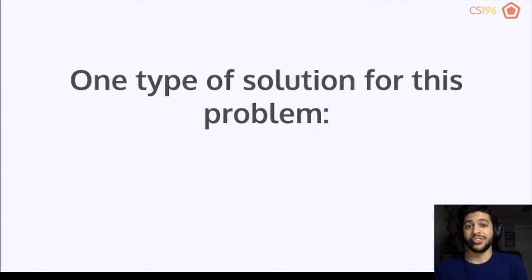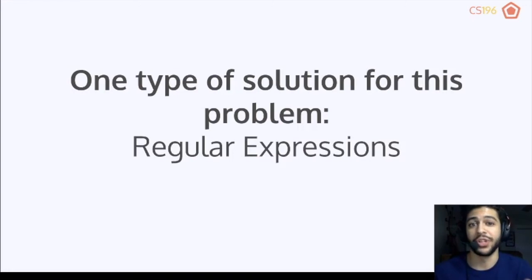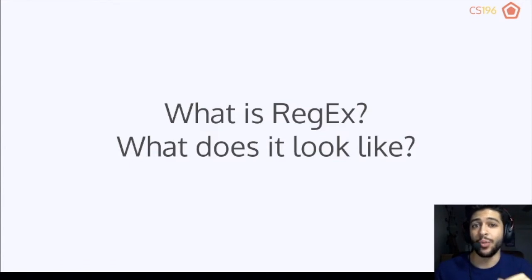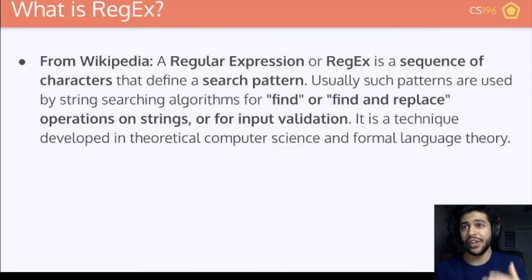So what is one type of solution for this problem? The solution that we're going to go over today is known as regular expressions, and for the rest of the lecture today, we're going to be calling them RegEx. This is the short way of saying regular expressions. So what is RegEx, and what does it look like? Here's a definition from Wikipedia. A regular expression, or regex, is a sequence of characters that define a search pattern. Usually such patterns are used by string searching algorithms for find or find and replace operations on strings, or for input validation. It is a technique that was developed in theoretical computer science and formal language theory.